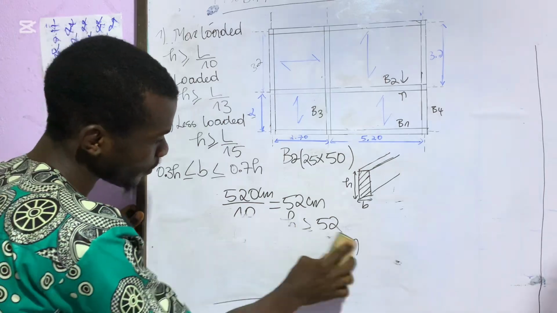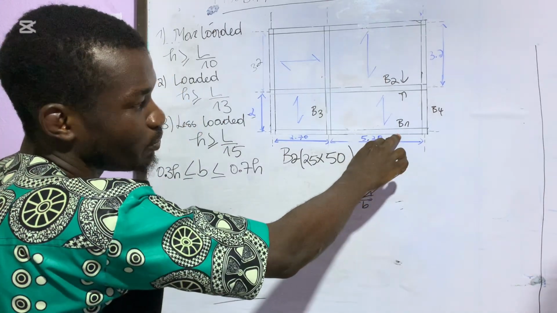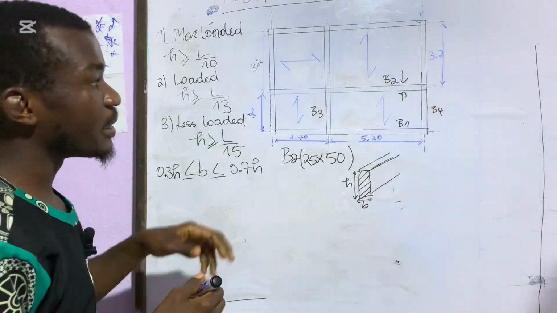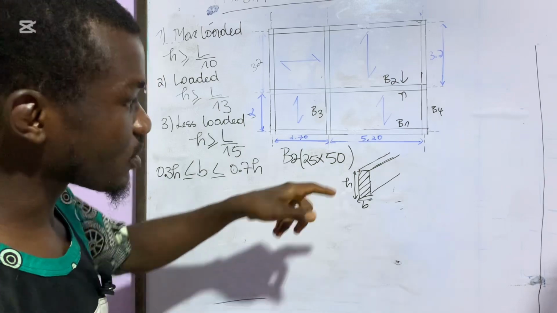Now let's take another beam here. Let's pre-dimension, for example, beam B1. Now we have to check also if B1 is more loaded or less loaded.